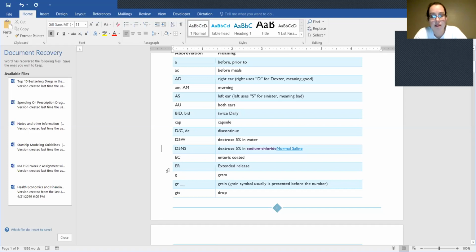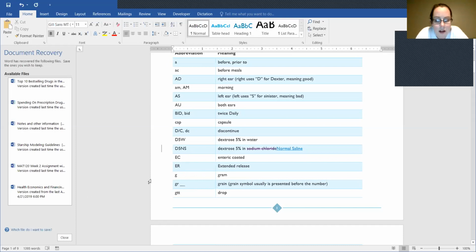So we have this extended release. Now, a little confusion that people can have: G means a gram. GR means a grain. Too many people will use GR for gram, and that is not accepted.